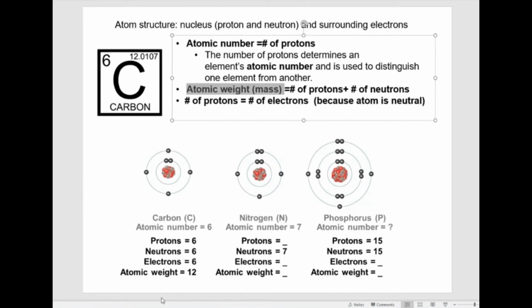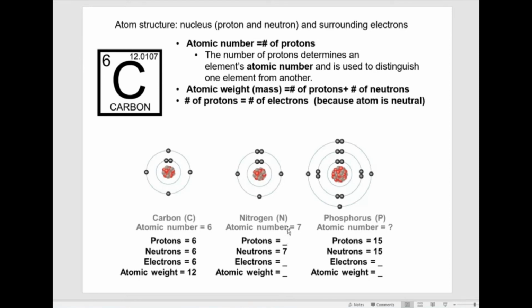Okay, so for carbon, this is the information we have. I mentioned that the number of protons is equal to the number of electrons, to make the atom overall neutral. So based on this information, you can actually calculate the atomic weight or number of electrons or protons based on the information available. Okay, so let's do a quick practice.